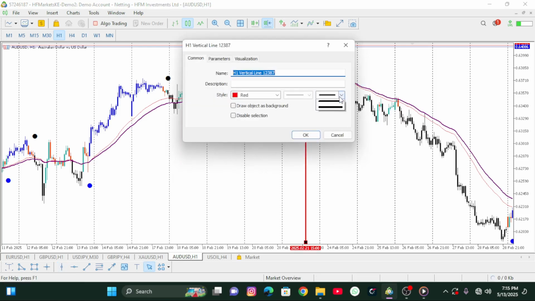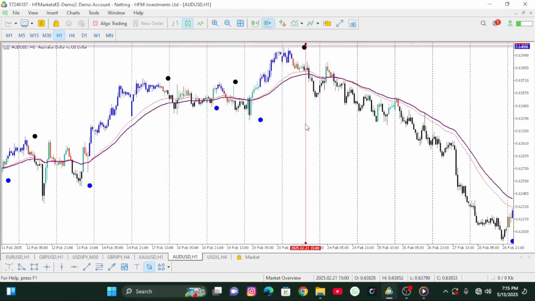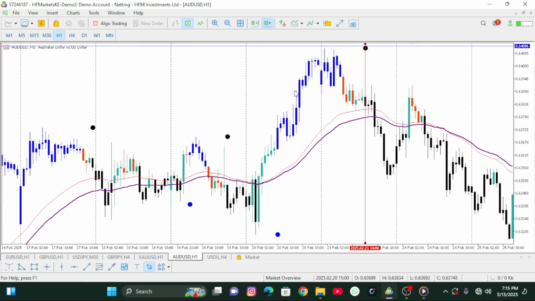Let me decrease the thickness of the vertical line. Now let us use this vertical line. As you can see, where this signal appeared, the downward move started to appear. If I remove the indicator, you will also see these candlesticks would have been in a downward move.